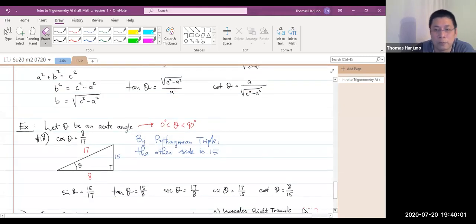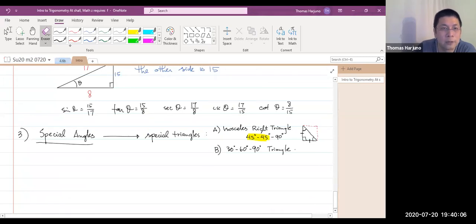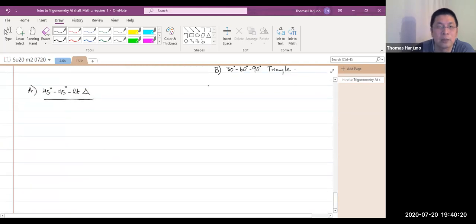Now the first one, 45 right triangles. 45 degrees, 45 degrees, right triangle. Now it comes from a square that we bisect diagonally. So you start from a square.